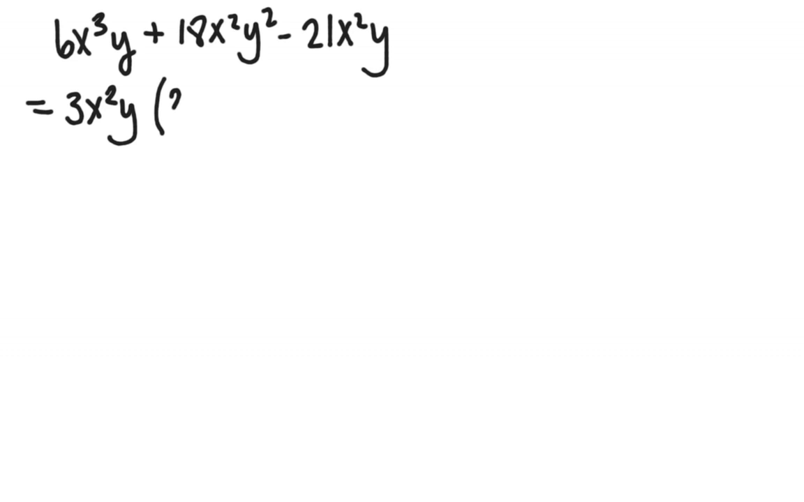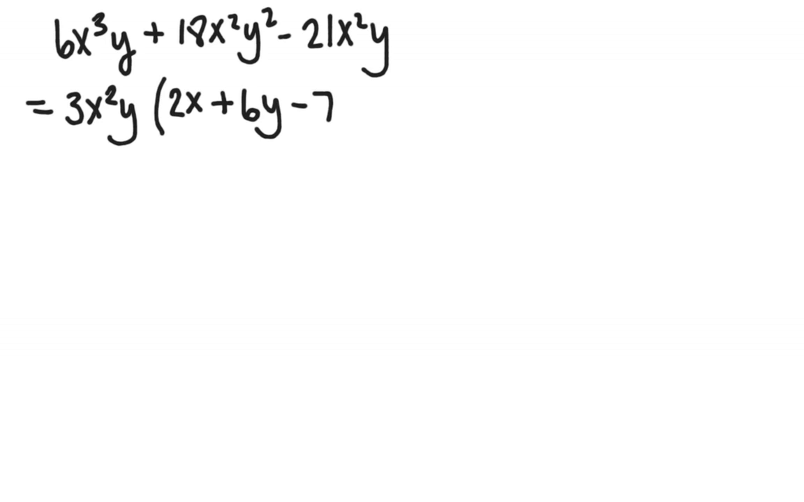6 divided by 3 is 2. I have x squared. X squared times x to the first gets me to x to the third. I have y, and I only have y to the first in that term, so just 2x is all I need. 18 divided by 3 is 6, so we need a positive 6. X squared times 1 is x squared, so in other words, I don't need to write down an x term. Y times y gives me y squared, so we do need the y term. Negative 21 divided by 3 is negative 7.